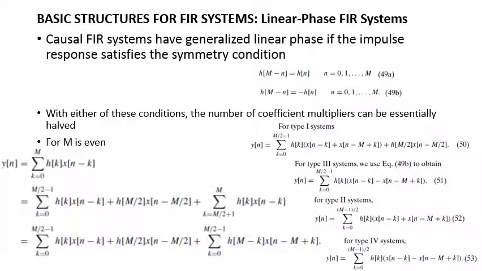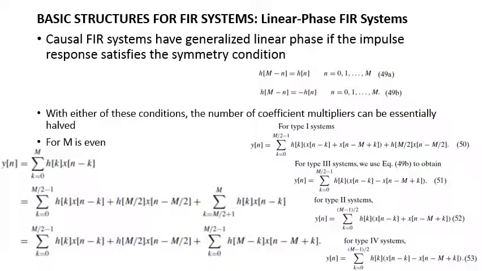So the next topic we are going to discuss is the linear phase FIR system. You know, the linear phase causal FIR systems have generalized linear phase if the impulse response satisfies the symmetric condition. So if you recall that based on this, we had 4 types of the linear phase FIR systems, right? In the type 1 and type 2 we had symmetric response, whereas in case of the type 3 and type 4 we had antisymmetric impulse response.